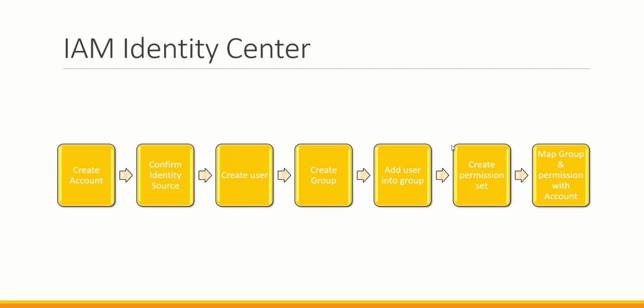The sixth step is creating permission sets. So we are going to create permissions. These permissions define that a particular user or group will have access to these AWS resources, and what level of access the particular user or group has. That will be defined in the permission set. And finally, we are going to map the groups and permission sets along with the accounts we have created. With these steps, we will understand how physical users get access to AWS resources using IAM Identity Center.